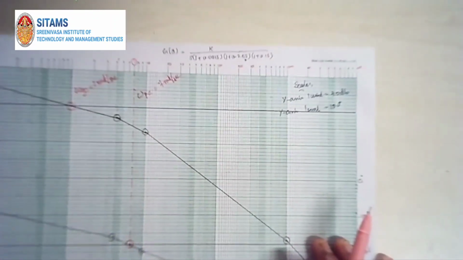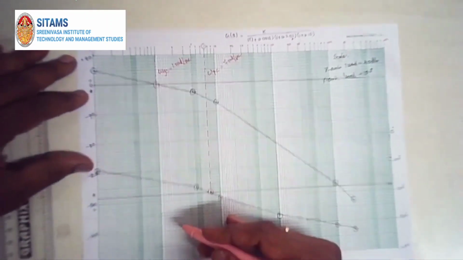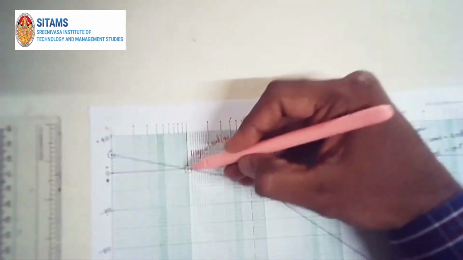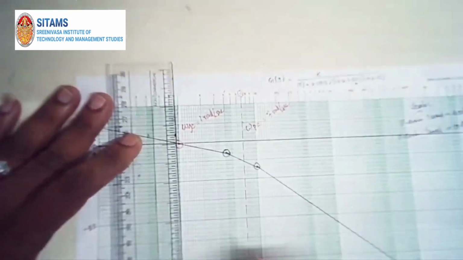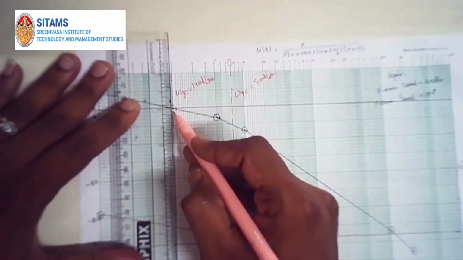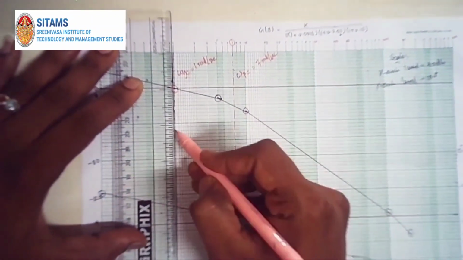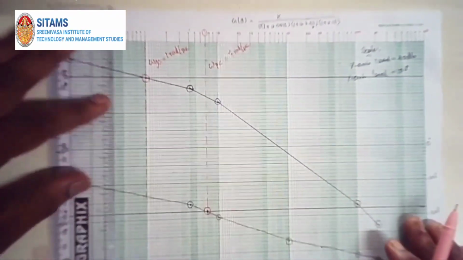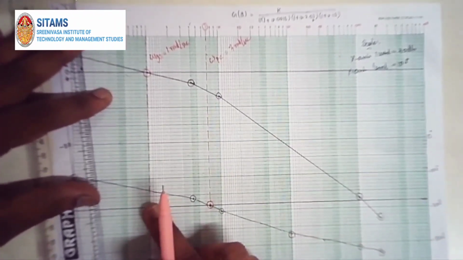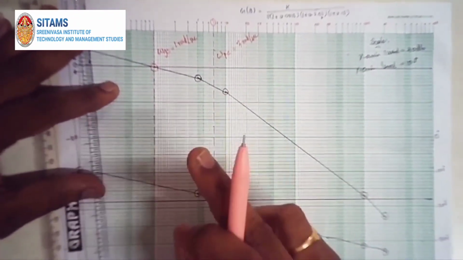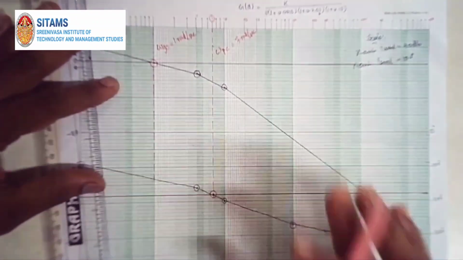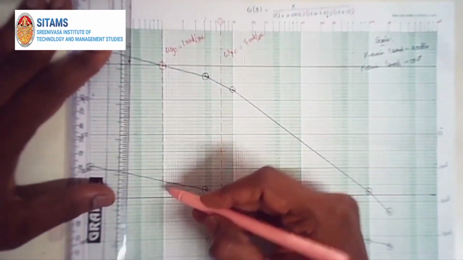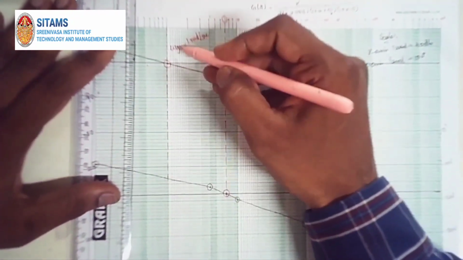So phase margin is nothing but the phase value at gain crossover frequency. So I know this is gain crossover frequency line. So I am going to extend this line to meet my phase plot. So always phase margin is taken from phase plot and it is corresponding to gain crossover frequency.